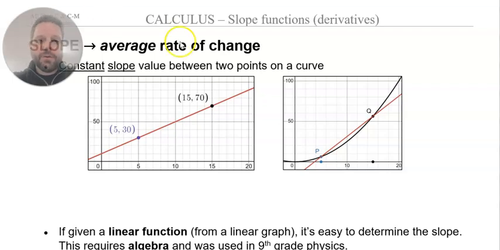Hi, and we're going to be going over the basics of derivatives and calculus. So to start us off, let's just talk about what derivatives are going to help us to do. And really, we can think of these as being slope functions.